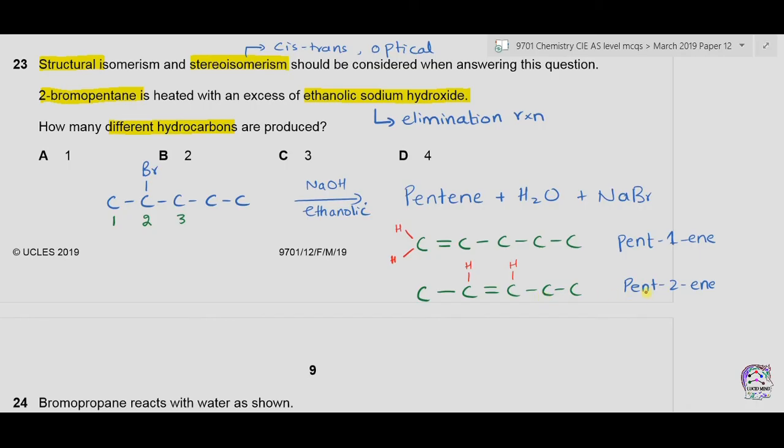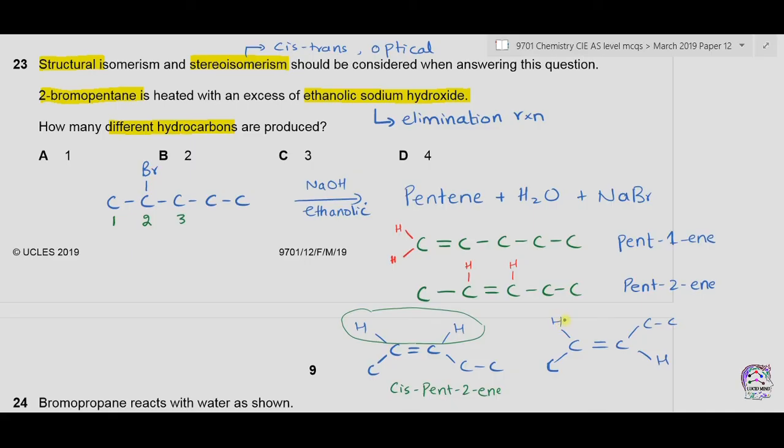So therefore pent-2-ene can show cis-trans isomerism. So we could have cis pent-2-ene, which would be like this, or trans-pent-2-ene, the structure would be like this. The first one is cis, as similar atoms are on the same side. The second one is trans, as similar atoms are on the opposite side.